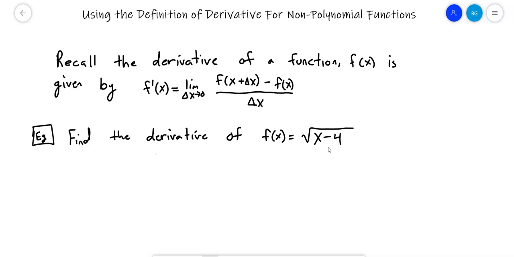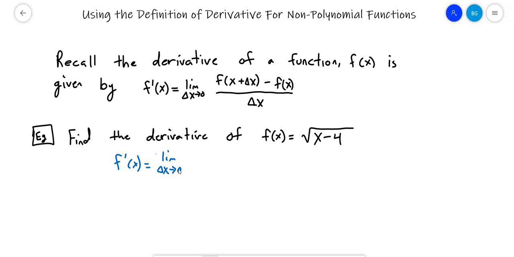And so let's take a look at this function here. We have a nice radical function, square root function here. We're going to find the derivative of it. Remember, f prime is one way to denote a derivative. There are others, but I think the prime notation is probably the most common. So let's do it. So f prime of x is going to be given by this limit as delta x goes to 0.